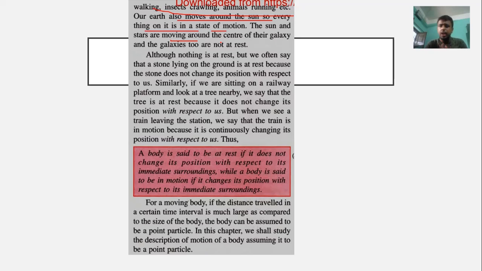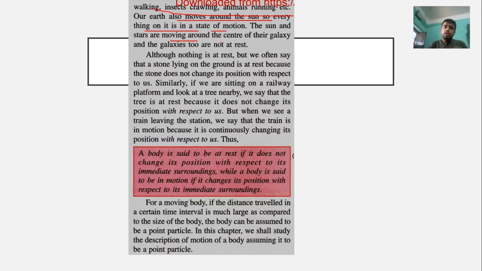Similarly, if we are sitting on a railway platform, we look at the tree, we say that the tree is at rest because it does not change its position with respect to us. Okay, means if we are sitting in a railway platform and we are seeing the trees and all that are still, that are not moving. But when you are on the train and the train is moving, you could see that the trees and all, they will be moving backwards. If you are going towards east, then they will be moving towards west.